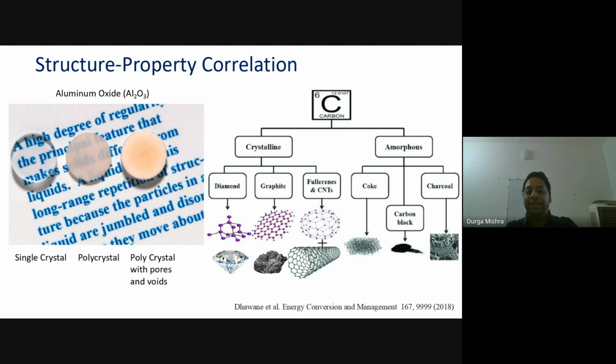There is another example here. Let's take, for example, carbon. The earlier example was aluminium oxide, so you have aluminium and oxygen, but you can also take a single element like carbon.